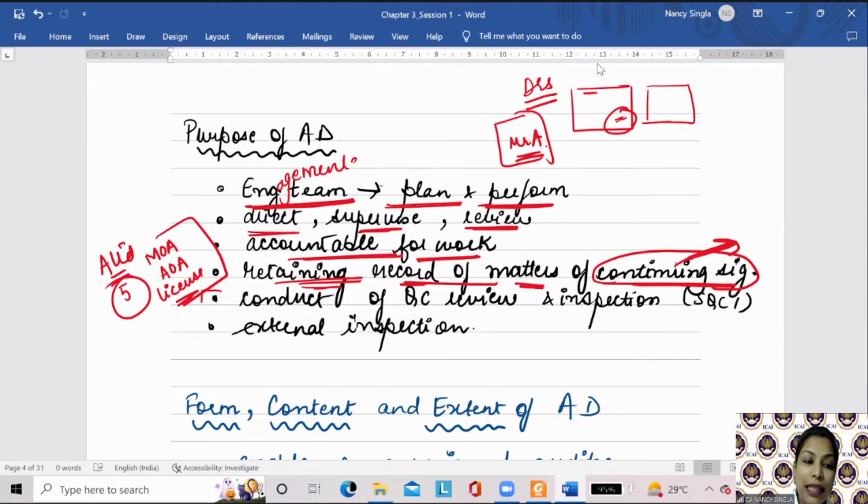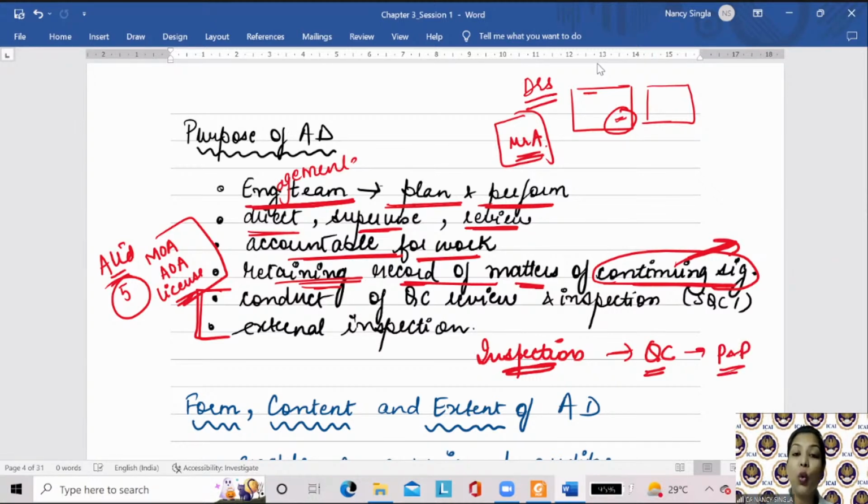Okay. Then the next 2 points are related to what? Inspection. If you remember, we have done in chapter number 1 with respect to quality control within the firm. And we saw that the audit firm needs to have policies and procedures with respect to checking the quality of the work of the engagement that has been done. So when the proper audit documentation is maintained, it helps in the conduct of quality control review and inspection as required by SQC 1. Further, it also helps in external inspection.